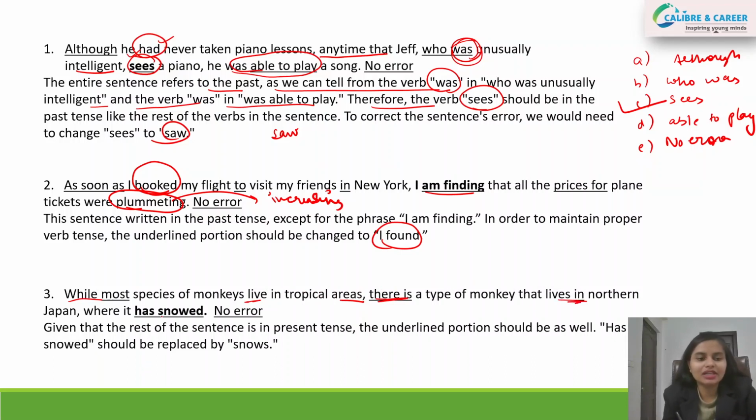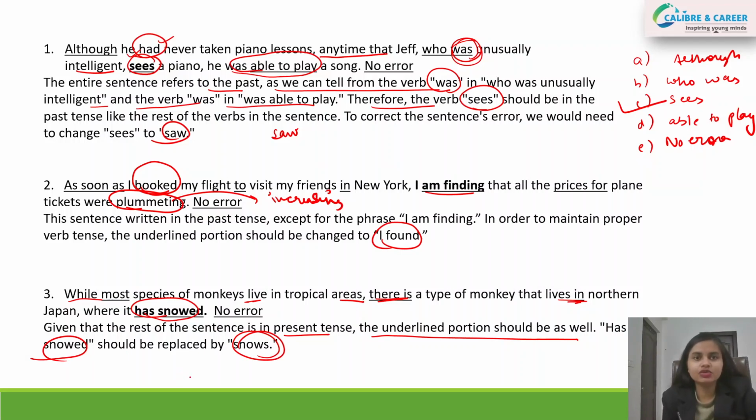So what will be the correct answer? It will be "has snowed." That is the error. Now, given the rest of the sentence is in present tense, the underlined portion should be... so "has" should be replaced by "snows" only. Alright, where it snows. Remember that?